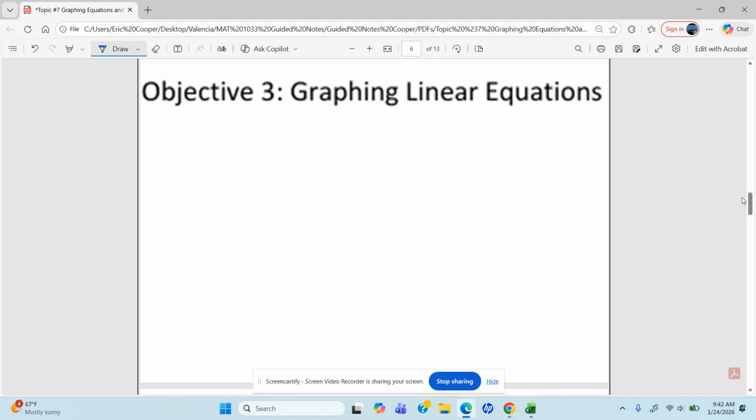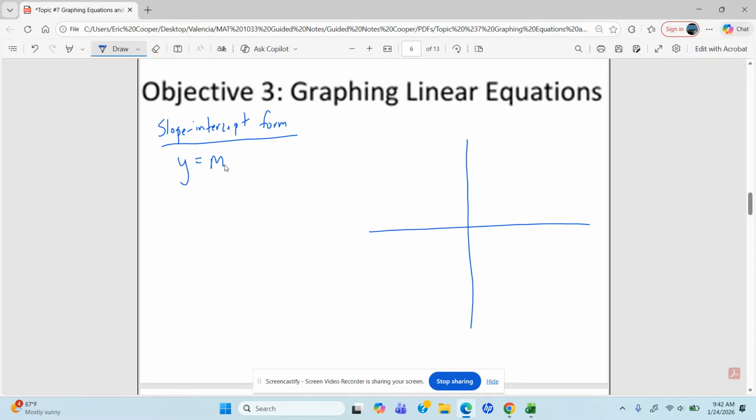Now let's take you to the main objective. Our goal is we want to go through and graph linear equations. One of the ways we're going to do that is we're going to put things in what's called slope-intercept form. You've probably seen slope-intercept form before. This is the one where we say y is equal to mx plus b. There's two important components of this. B is the y-intercept, and m is the slope.